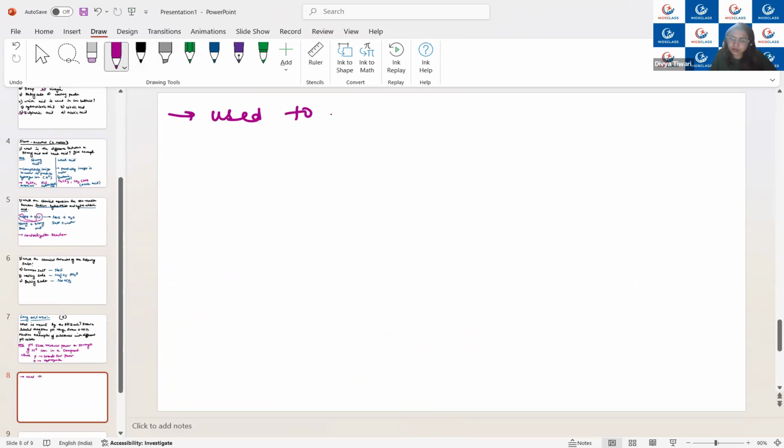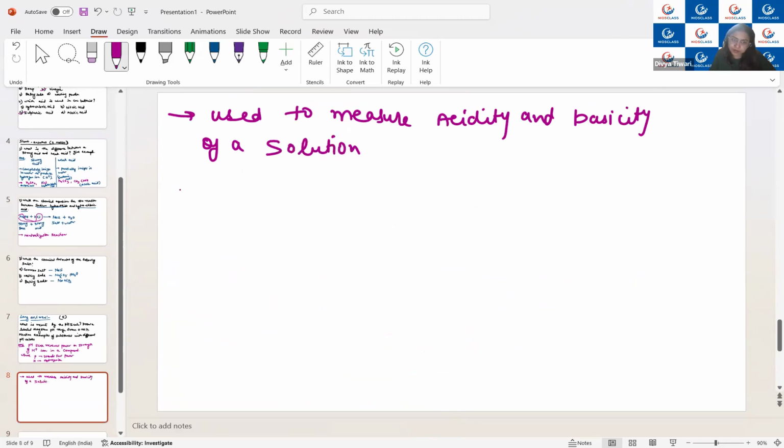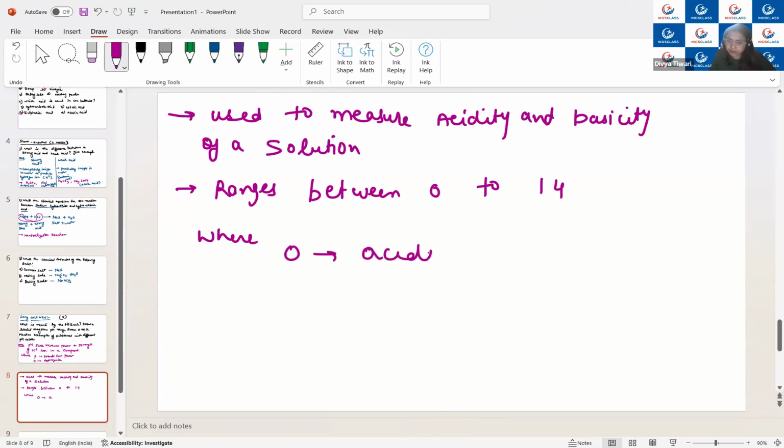Used to measure acidity and basicity of a solution, it ranges between 0 to 14, where 0 to 7 is acids, 7 neutral, or you should write it in the form 0 to 14, right, ma'am?